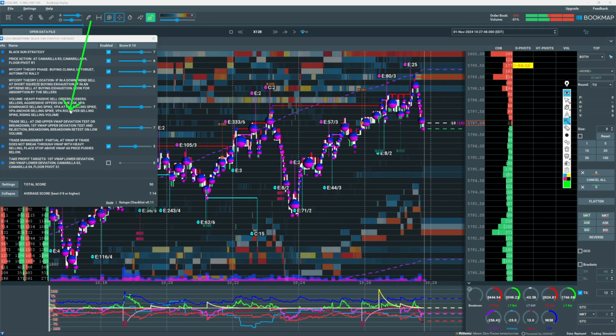and we're looking for VPA rollover selling, which is a white line with a black spike to the bottom, and rising selling volume. So we're looking for rising selling volume here. All right, that's enough explanation. I probably took up too much time already, so let's hit play.